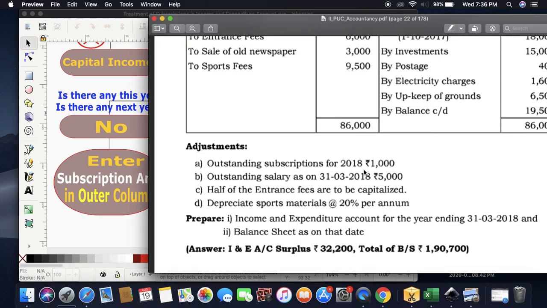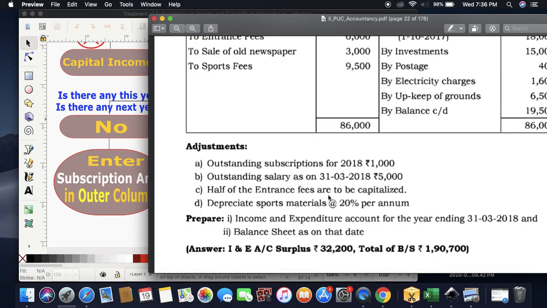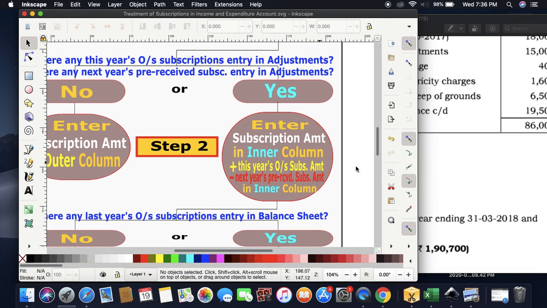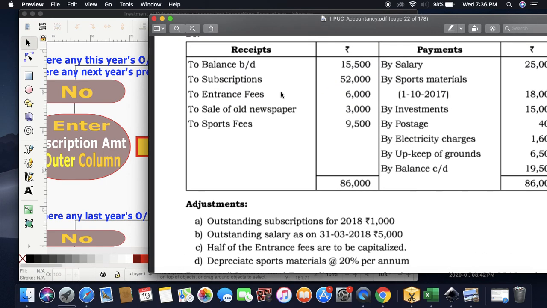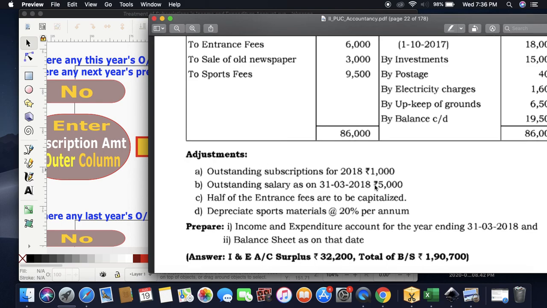Yes, there is. At certain times we would have also received subscription this year which is for the next year. That is called pre-received subscription, but in this case it is not given. If that's the case, you take the subscription amount, write it in the inner column, and then add the outstanding subscription amount. In case pre-received was there, we would have minused it, but since it's not there, we don't need to bother.